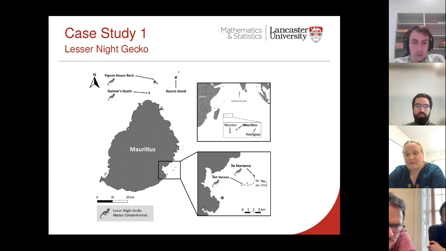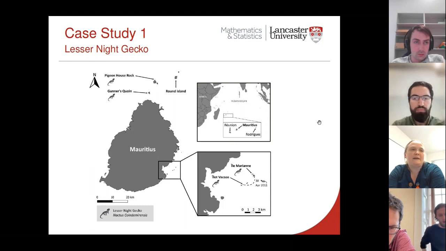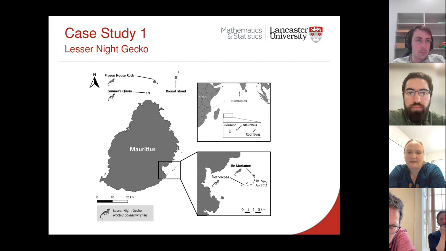But thankfully, there had been a previous translocation of lesser night gecko in some of the southeast islets off the coast of Mauritius. In 2011, 30 lesser night gecko had been moved from Île aux Vacois to Île Marianne. So we had a nice translocation data set that we could really use to explore some of our new statistical methods.